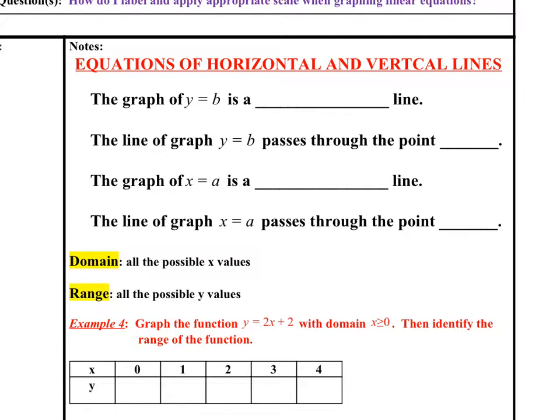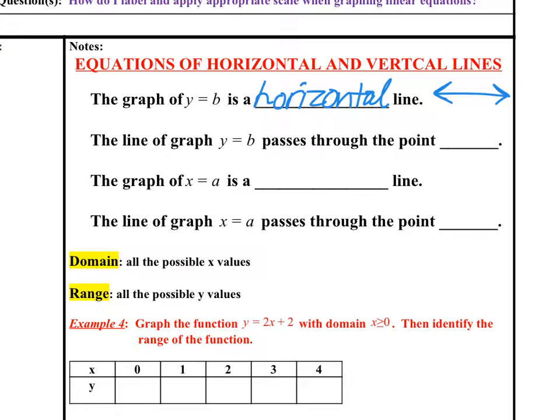The graph of y equals b, b being just a number, is what type of line? What kind of line is that? Horizontal. Y equals b is horizontal because it goes through the y-axis. Remember we had that acronym, it's right over there on the whiteboard, it says HOY VUX. So if it's y equals a number, it's a horizontal line, meaning it looks like this, like the horizon.